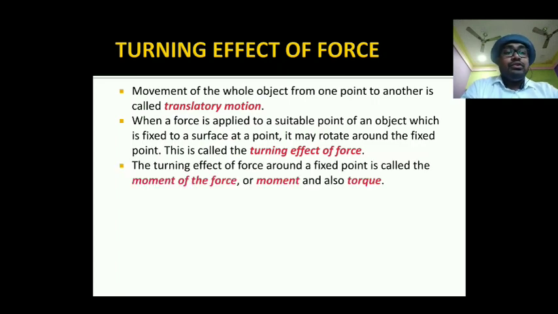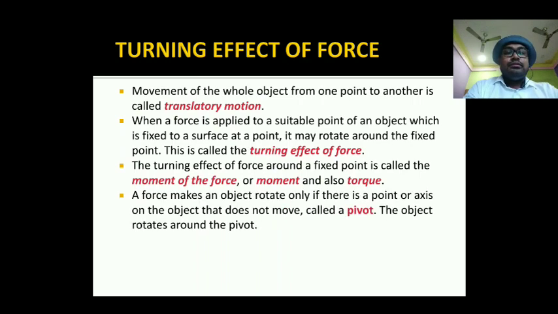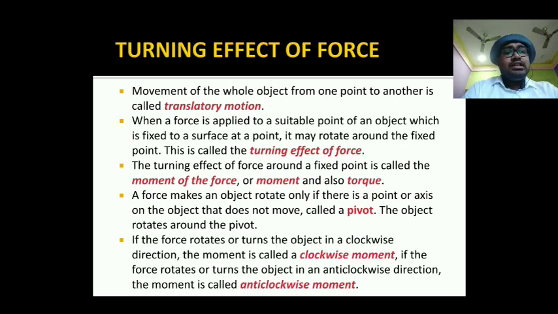The turning effect of force around a fixed point is called the moment of the force, or moment, and also torque. A force makes an object rotate only if there is a point or axis on the object that does not move. This is called a pivot. The object rotates around a pivot. If the force turns the object in a clockwise direction, the moment is called a clockwise moment. If the force turns the object in an anti-clockwise direction, the moment is called an anti-clockwise moment.